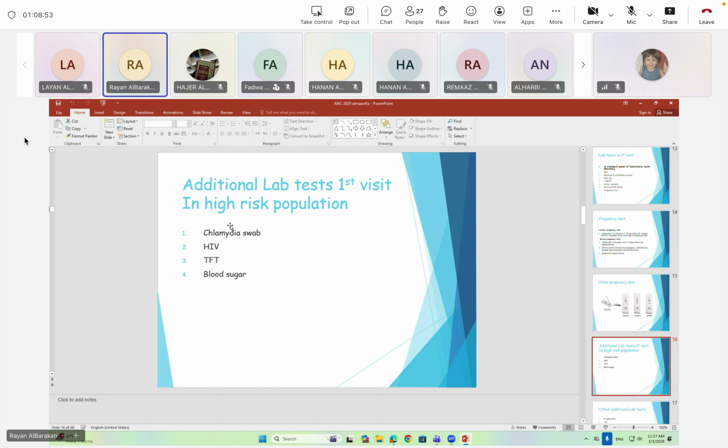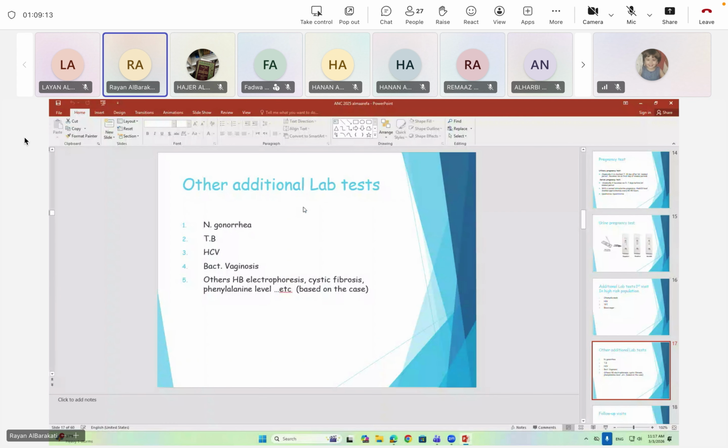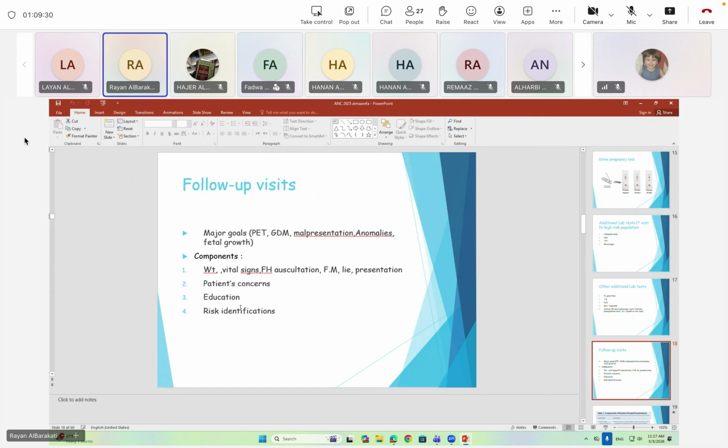Additional lab tests in the first visit are considered in high-risk populations, and it depends on the population you are practicing in or have in your clinic. So we might do the chlamydia swab, HIV, thyroid function tests, and blood sugar. Other additional lab tests would include gonorrhea, TB, hepatitis C, bacterial vaginosis, hemoglobin electrophoresis, cystic fibrosis, and phenylalanine level, and this is based on cases or, as we mentioned, the background of those patients.